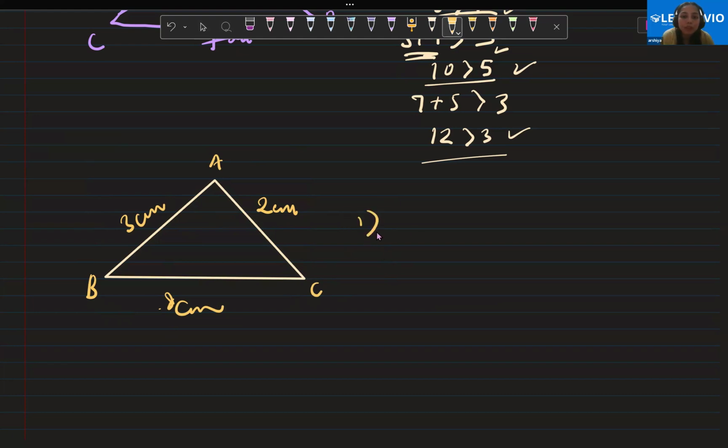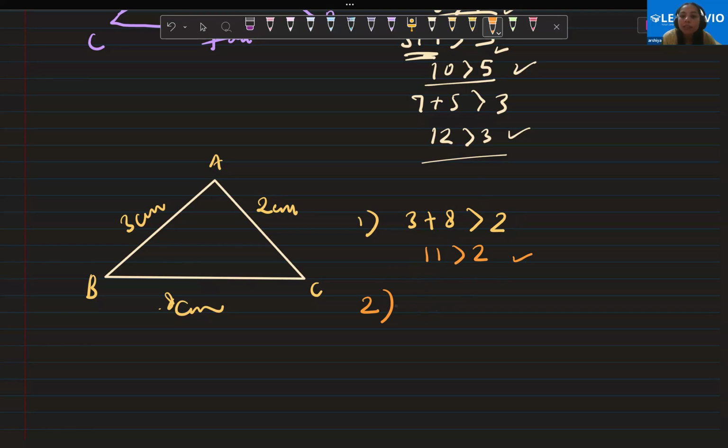3 plus 8. This should be greater than what? Very good, greater than 2. So 3 plus 8 will be how much? 11. Yes, 11 is greater than 2. So this is correct. Now Tasmeen, you go.